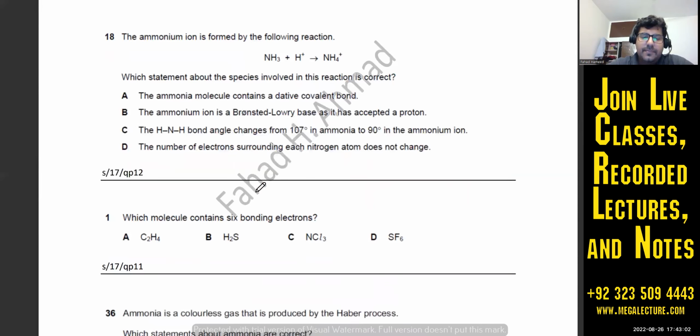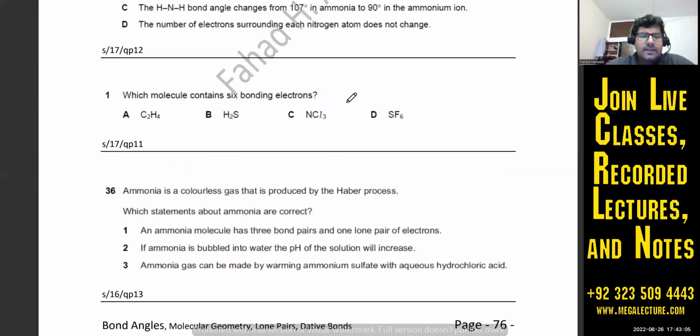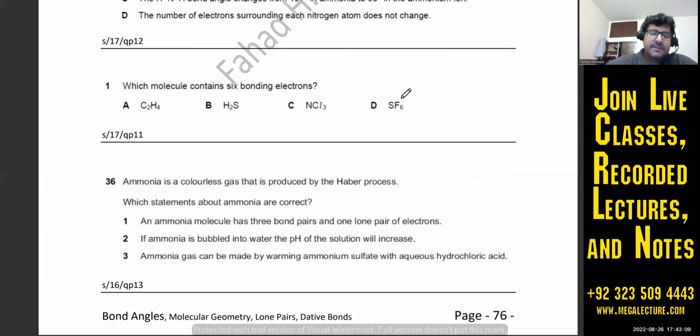Okay, which molecule contains 6 bonding electrons? I guess it's SF6. It's making 6 bonds. Sorry, 6 bonding electrons. So that means not bonding pairs of electrons, 6 bonding electrons. So it's going to be NCl3 then. 6 bonding electrons means 3 bonds, right? Because in one bond there are 2 electrons.